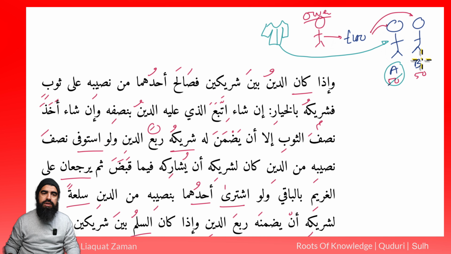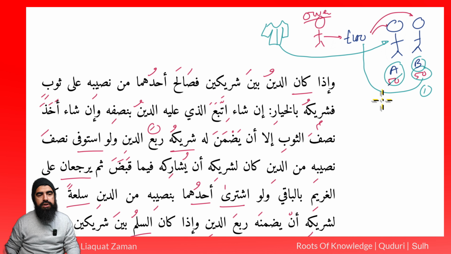So what happens to his partner then? What can his partner do? What can either happen is the partner would say, fine, you keep the jacket. I'm still going to get my 50 from the 100. I still got my 50 left. Either he can do that. That's option number one. Or option number two is he can say, well, no, I actually want half of your jacket.